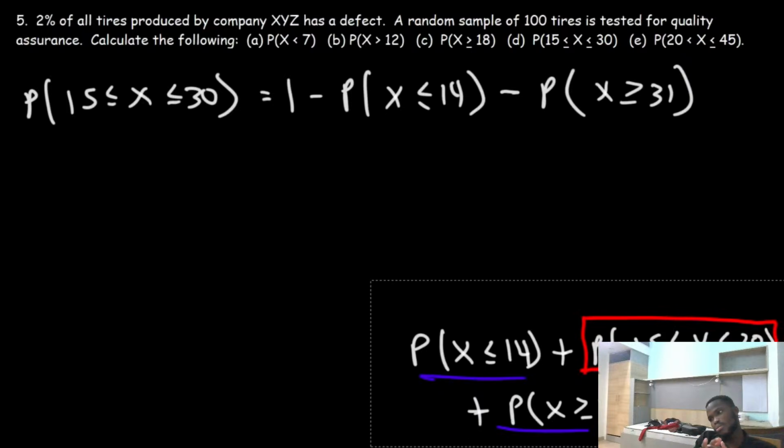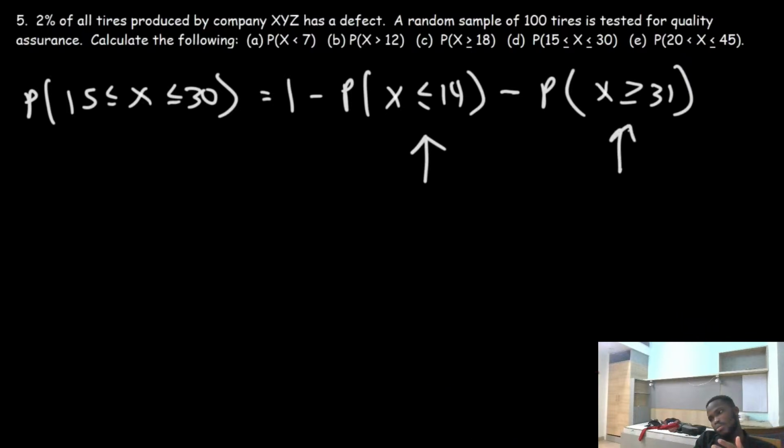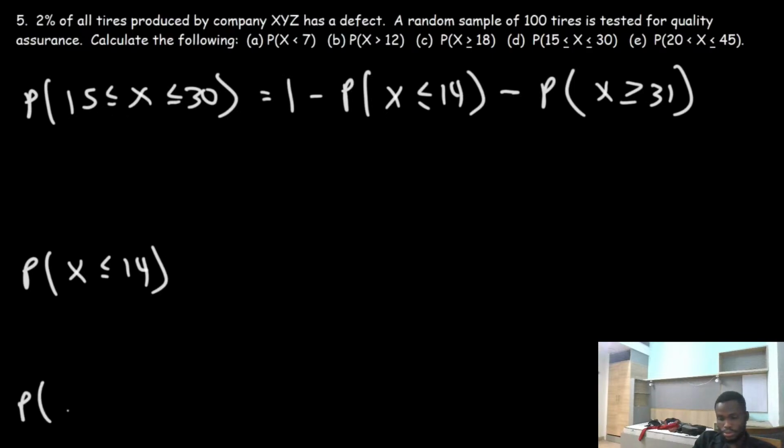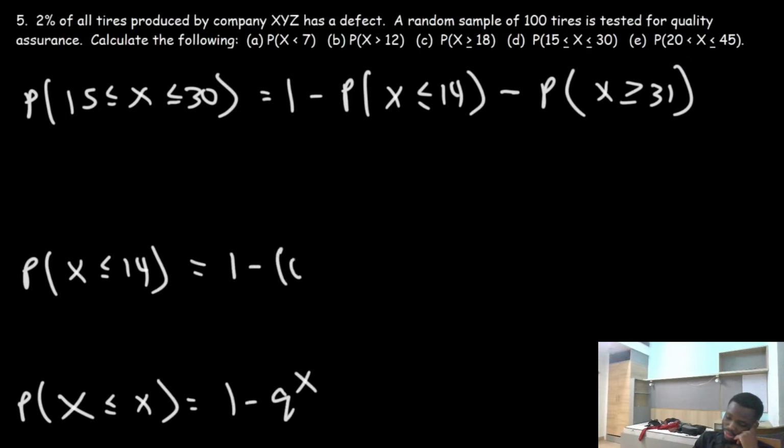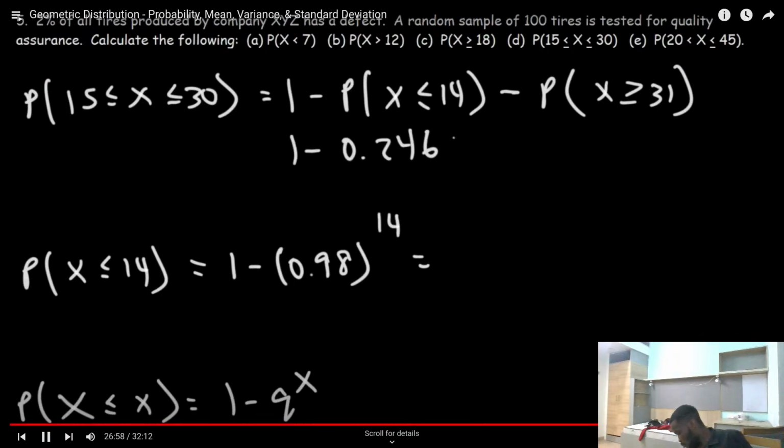Now let's get rid of this, and let's focus on calculating these 2 values first. So what is the probability that x is less than or equal to 14? What's the formula that we can use for this one? It's P of x less than or equal to little x, and that's equal to 1 minus q to the x. So this is going to be 1 minus q, which is 0.98, raised to the 14th power, which is 0.24636.